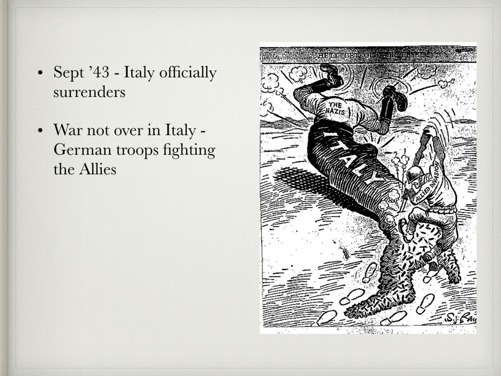We see this political cartoon again. We see the Allied nations kind of stomping up the boot of Italy, kind of poking holes in it with the bayonet from its rifle, as the Nazis are trying to wiggle their way out of the peninsula. They're trying to wiggle their way out of Italy as the Allied forces continue northward.